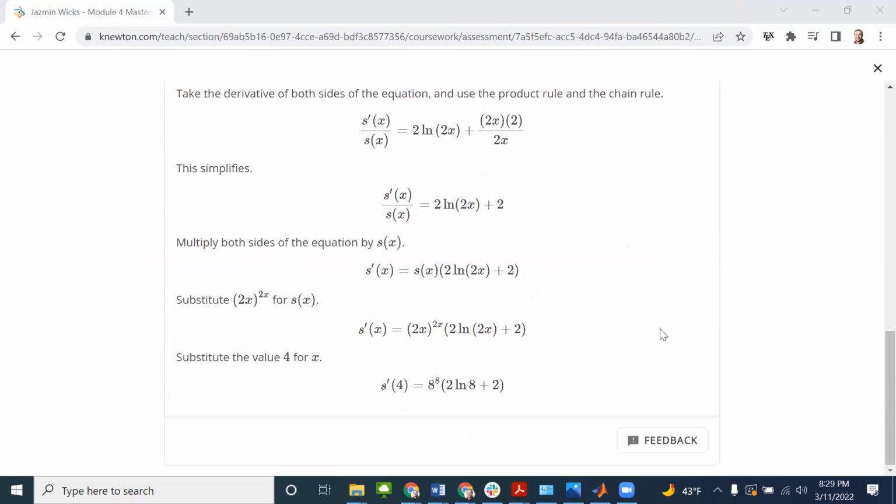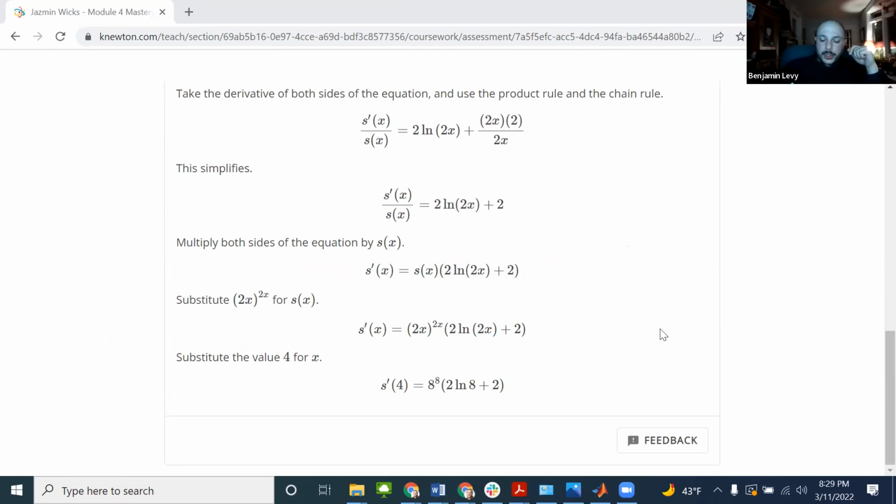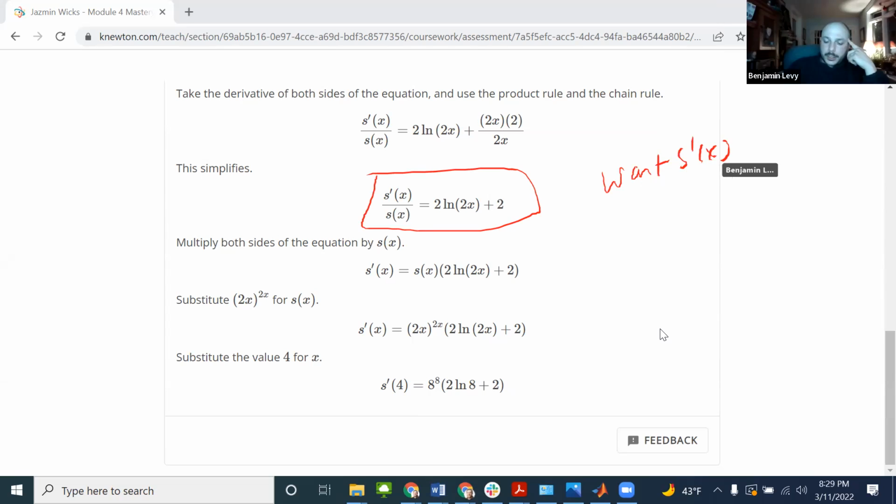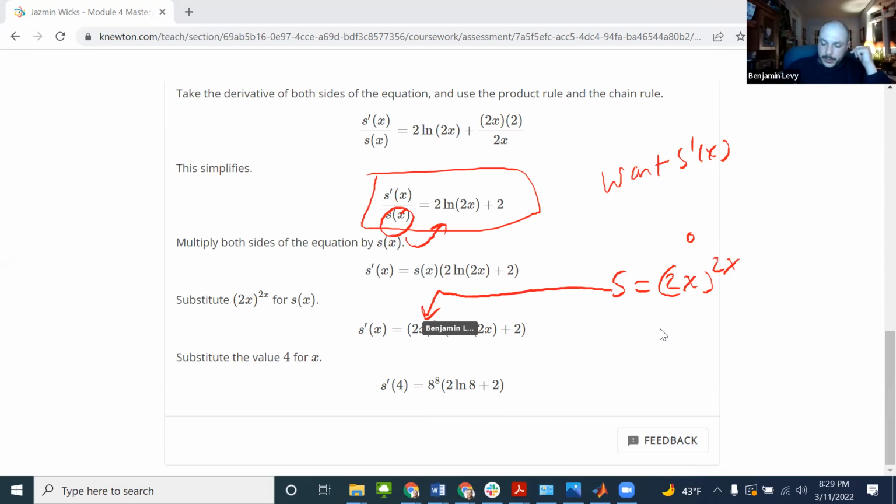I can't remember. And so we've now completed this stage on the left, right? We've done this. And so again, we want s prime, and we're just going to solve for s prime is what happens in the end there. Okay, yeah. So I see that. And so they just move s over. And then they plug it back in, right? We know what s is. S had the equation at the beginning. It was the 2x to the 2x thing. And so they plug it back in right here. See, this thing became that. And then they just plug the 4 in.